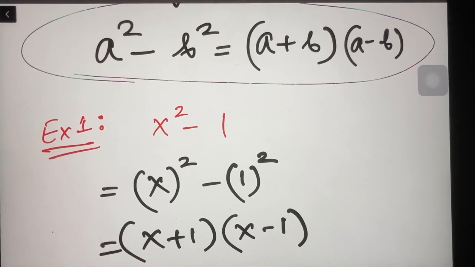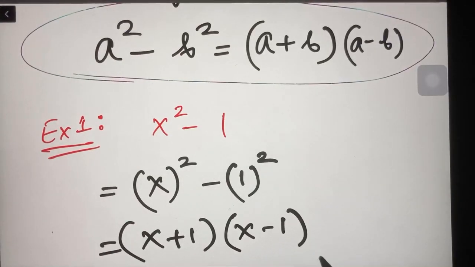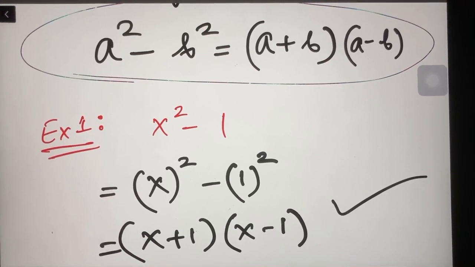You are done. Again, you should always double check your answer by applying the distributive property. If you apply the distributive property, you should get this. So that's how you can double check the answer. My advice is to always apply the distributive property. Okay, so we are done with this problem. All right, let's take a look at example number 2.